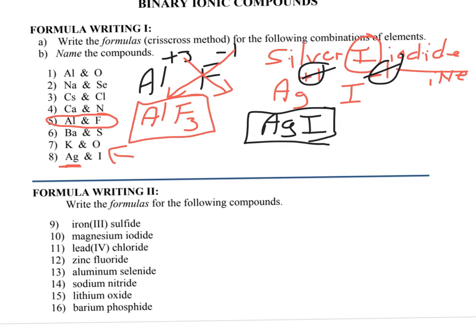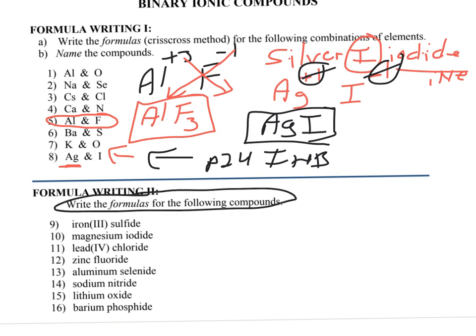Okay, I want you to do the rest and put those in your notes on page 24 of your INB notebook. Now, what about if they give you the names and you have to write the formula? Well, it's kind of the same as here, but instead of giving you the symbol, they're just giving you the name. So what's my symbol for iron? If you look at your periodic table, iron is Fe.